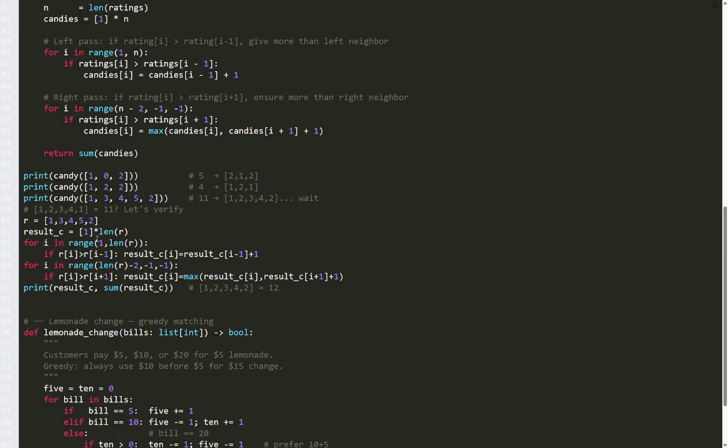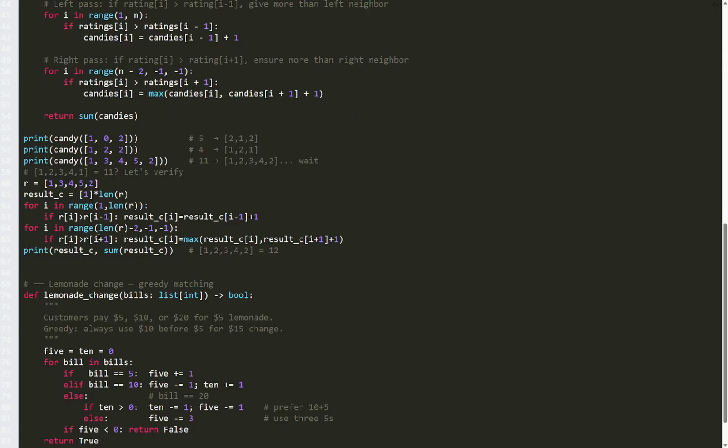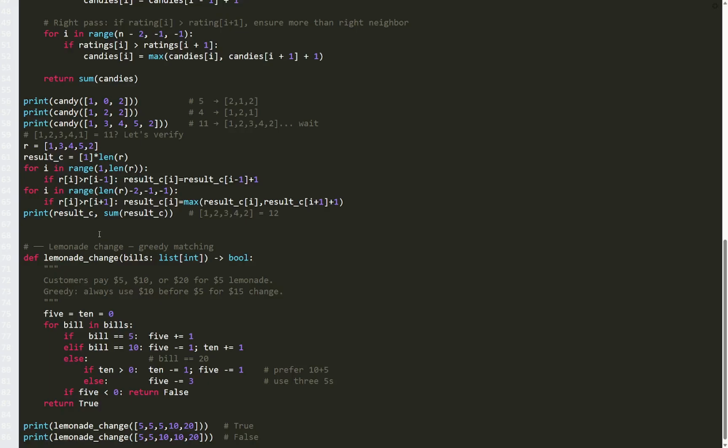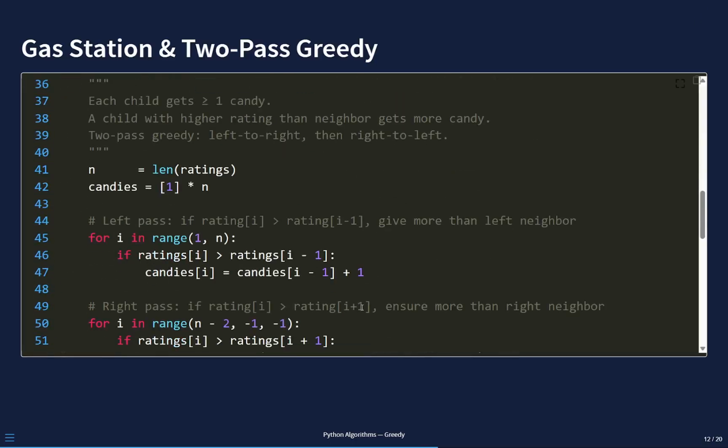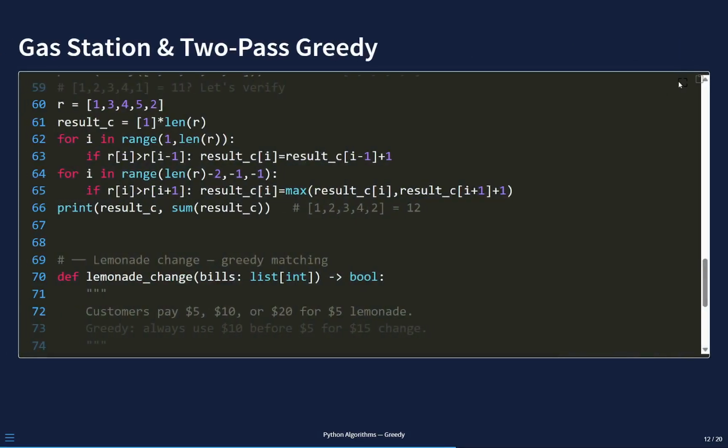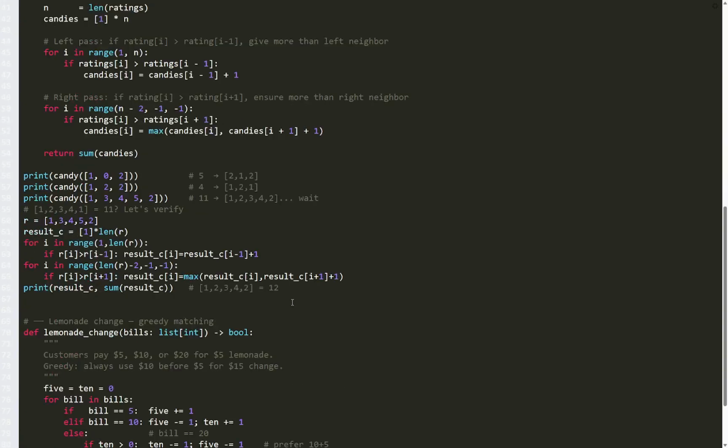Lemonade change is a pure greedy matching problem. Customers pay with 5, 10, or 20 bills for a 5 item. When making 15 change for a 20 bill, the greedy rule is, use a 10 plus a 5 if possible. Don't burn two 5 bills when a 10 serves. Preserving 5 bills is critical since they're the only way to make change for 10 bills. If at any point you can't make correct change, return false.